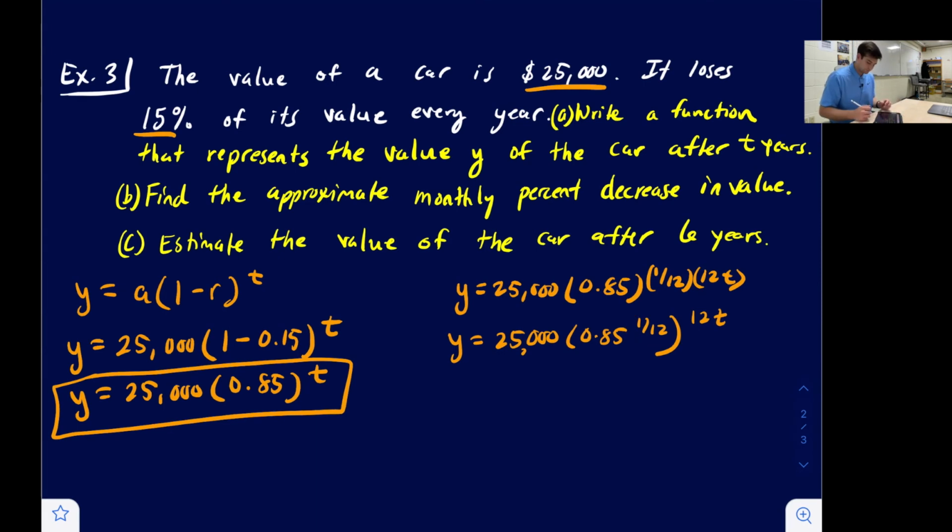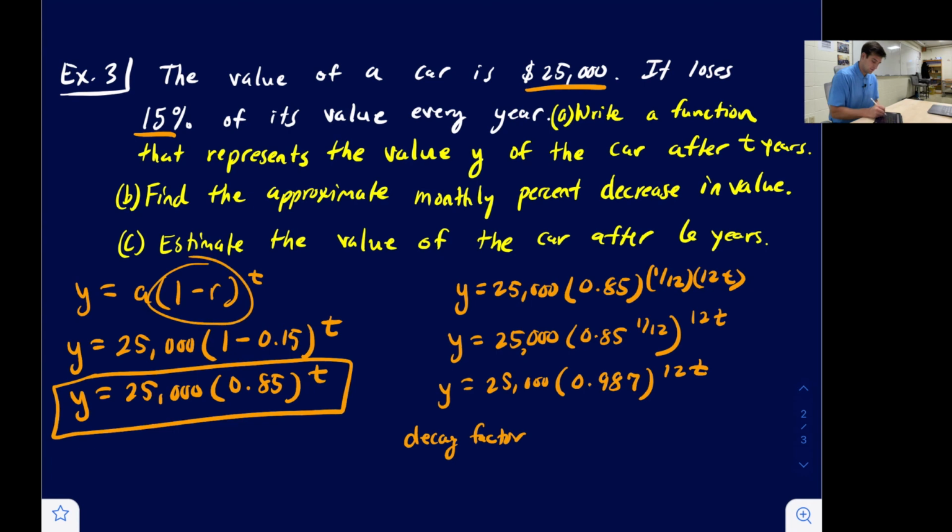Power product. Now we can use our calculator, and we can write down y equals 25,000, but now we can type in 0.85, and we can raise it to the power of 1/12. Okay, that's going to give us 0.987 to the 12t. Okay, so now that gives us our decay factor. So now to think about our decay factor, right, that's this part right here. This was 1 minus r, and now it's approximately equal to 0.987.